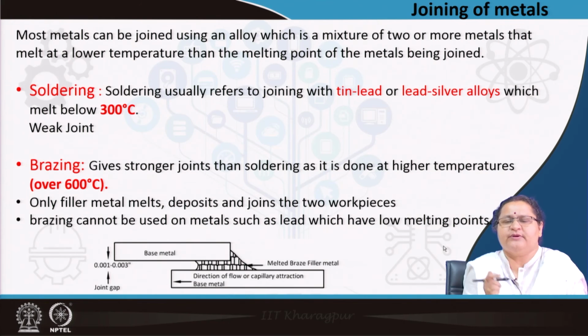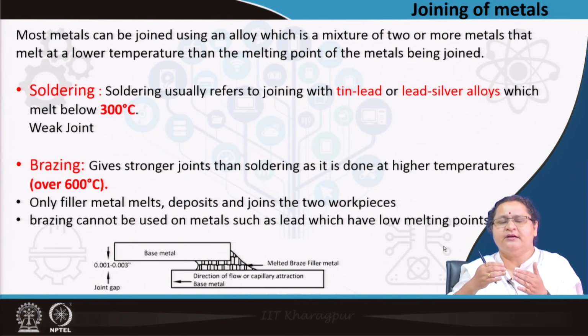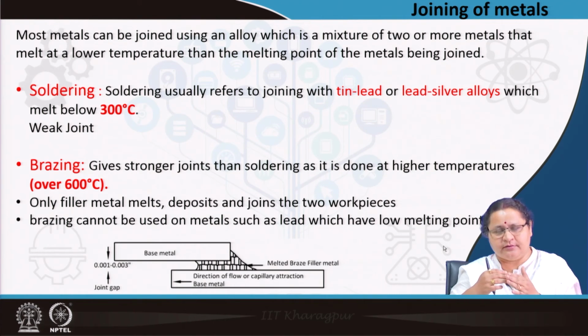Soldering is usually done with a tin and lead alloy or a lead and silver alloy, which melts at 300 degrees centigrade. At 300 degrees centigrade, the mother metal is not melting at all, it is just getting heated. The third metal, the alloy, comes in between in its liquid form, and it holds the two metals together once it solidifies. But this is a weak joint.